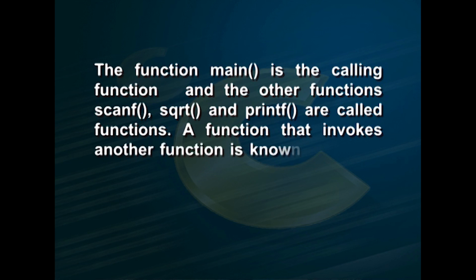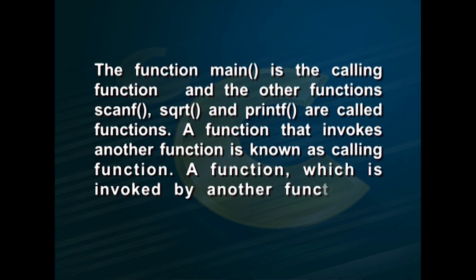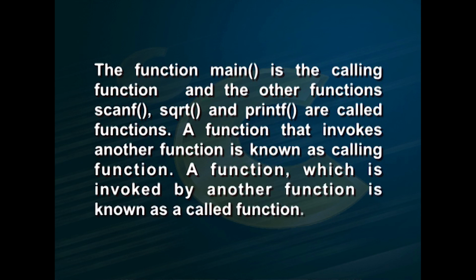The function main is the calling function and the other functions scanf, sqrt and printf are called functions. A function that invokes another function is known as a calling function. A function which is invoked by another function is known as a called function. In C, main is the first calling function in any program. It is a special function which tells the compiler to start the execution of a C program from the beginning of the function main. It is not possible to have more than one main function because the compiler will not know where to start execution in such a situation.